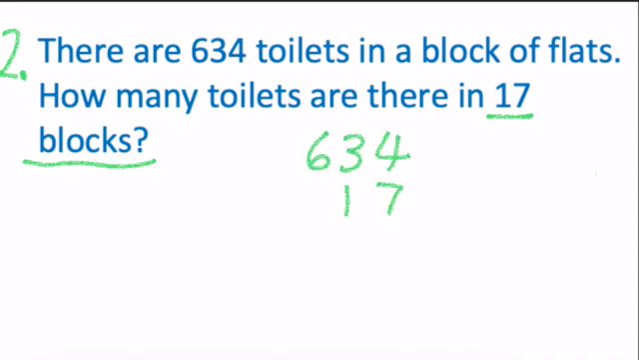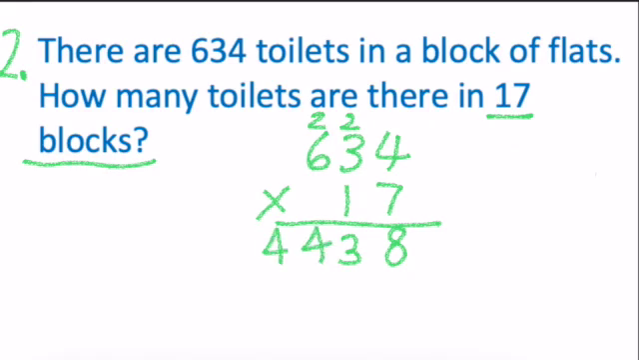634, 17. All right. So 7 times 4 is 28. Carry the 2. 7 times 3 is 21 plus 2... sorry, 7 times 3 is 21 plus the 2 is 23. So the 3 goes here, the 2 goes there. 7 times 6 is 42 plus the 2 is 44.